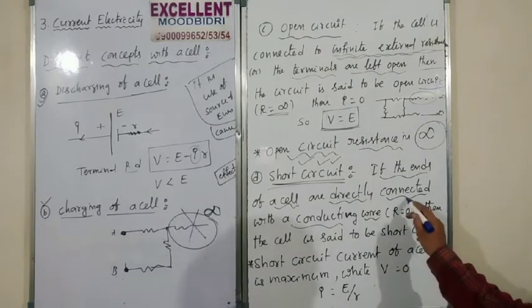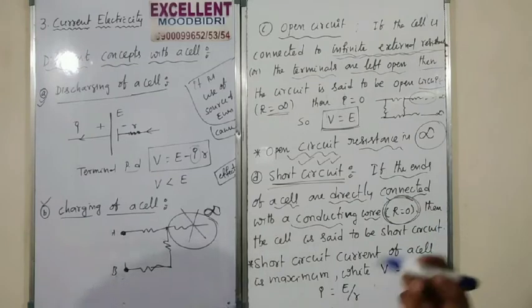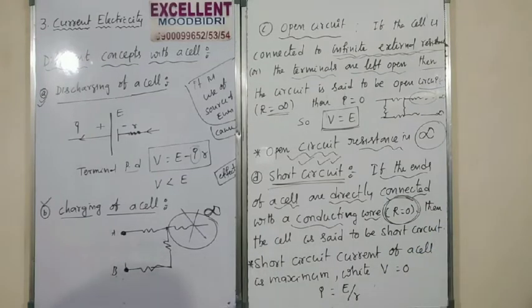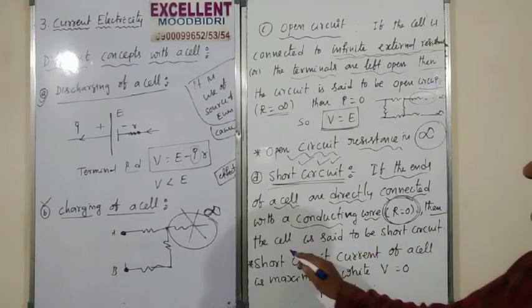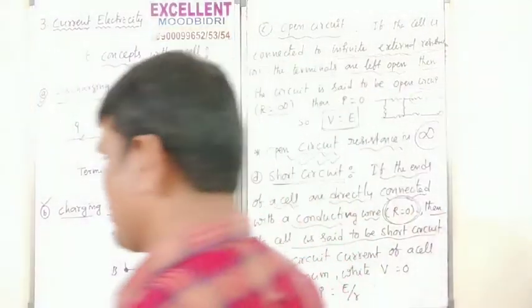Remember, when the conducting wire resistance is equal to 0, then the cell is said to be short circuited.